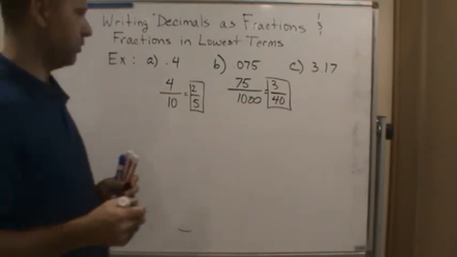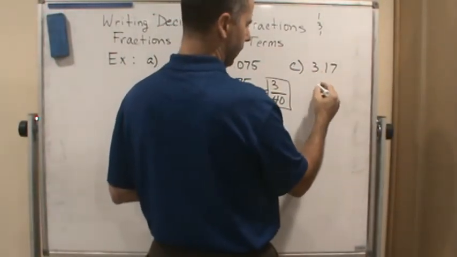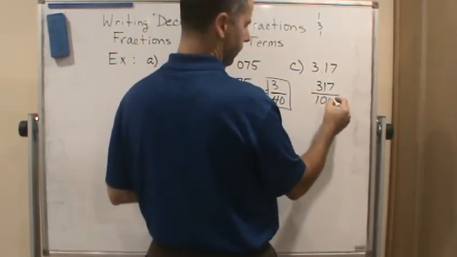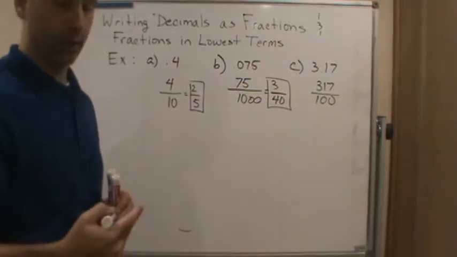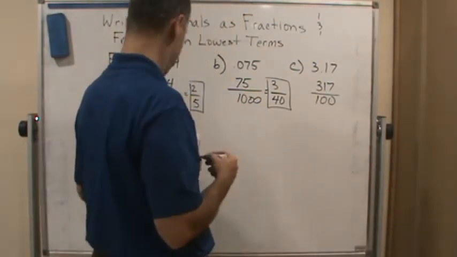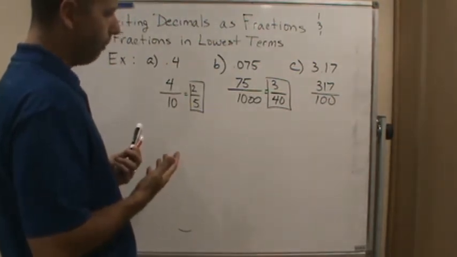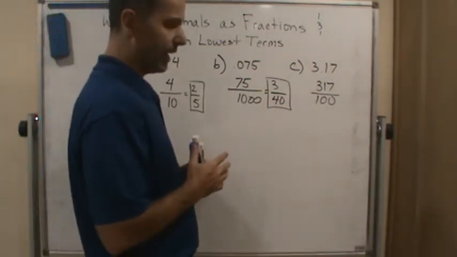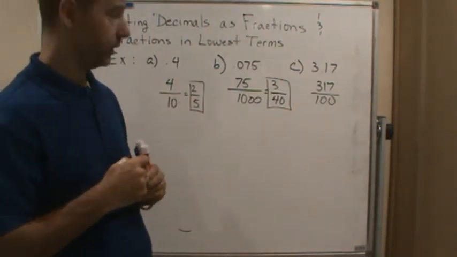Okay, now what about this one? Now we've got 3.17. So again, we ignore the decimal and we write 317 over 100, right? Because there's 2 place values, so it's going to be 10 squared or 100. Now, we're going to reduce. So we've got to find a greatest common factor here, but in this case it's an improper fraction. So let's change it to a mixed number first.